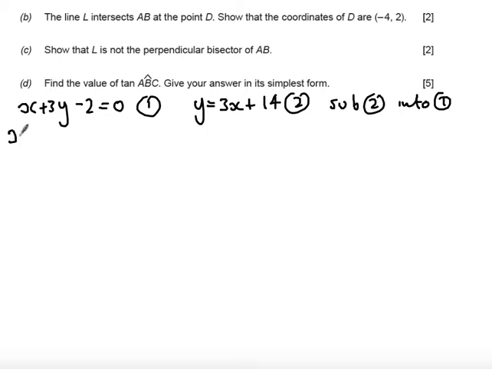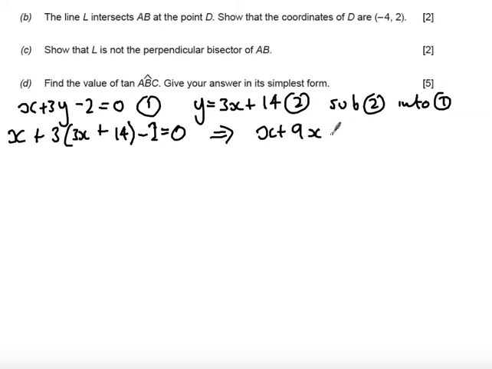So substituting that in, I get x plus 3 lots of 3x plus 14. So there you go, I've substituted out the y for 3x plus 14. Minus 2 is equal to 0. Expanding and simplifying, I get x plus 9x. We then get 3 times 14 is plus 42. Minus 2 equals 0. And so when I tidy this up, I get x plus 9x is 10x.